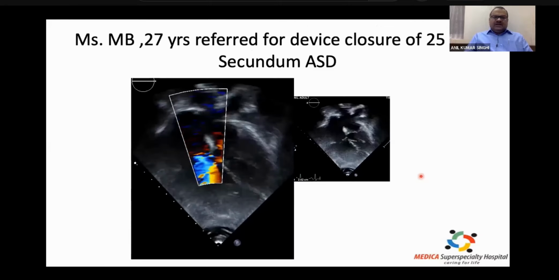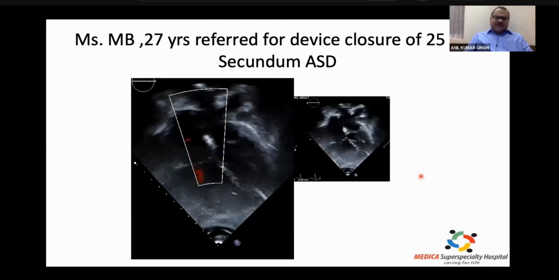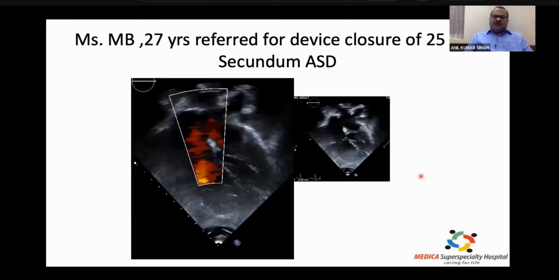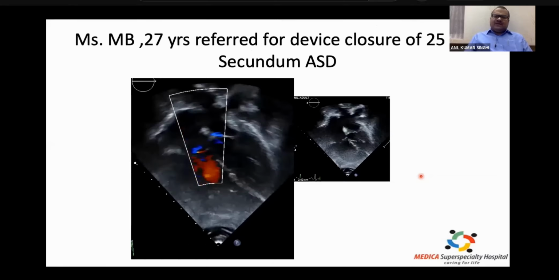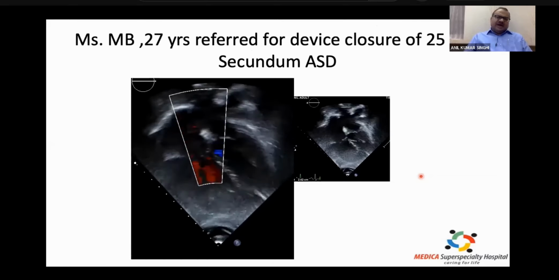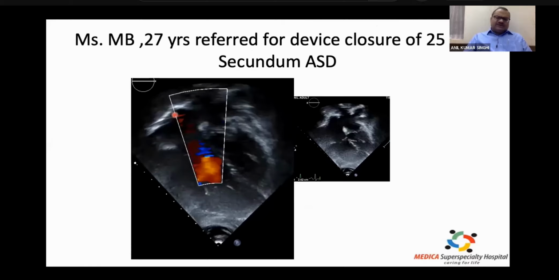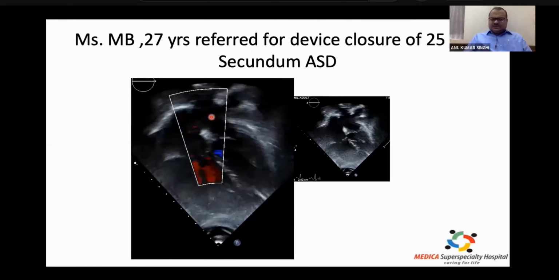The next patient, this is a very interesting patient I am now trying to share. A 27-year-old lady who was referred for device closure of a 25 millimeter secundum ASD. The RA and RV, we can appreciate, were dilated. So the RA-RV was significantly dilated. Regarding the presence of ASD secundum, there was no doubt.